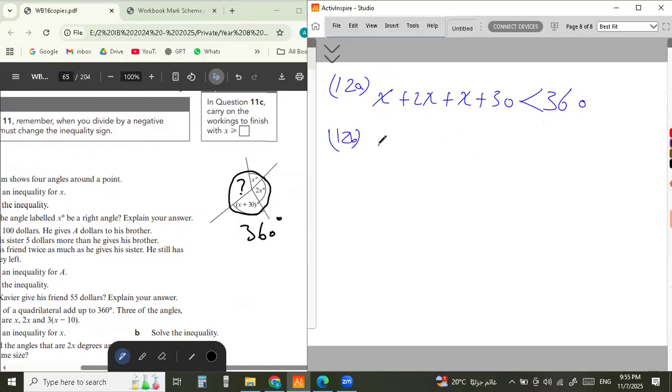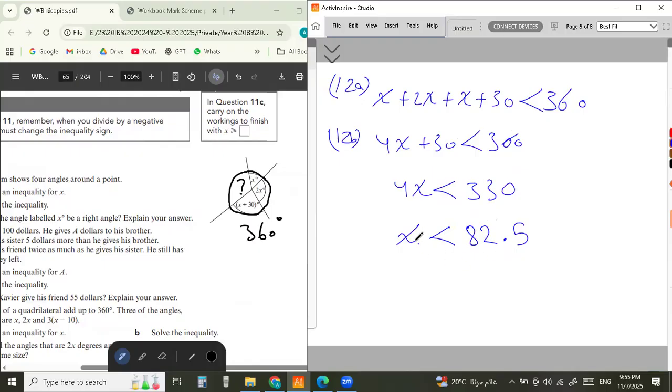X plus 2x plus x is 4x plus 30 is less than 360. Send the positive 30 there, -30, so 4x is less than 330. So x is less than, you divide there by 4, it's going to give you exactly, let's see about this, 82.5 exactly. X is less than 82.5.